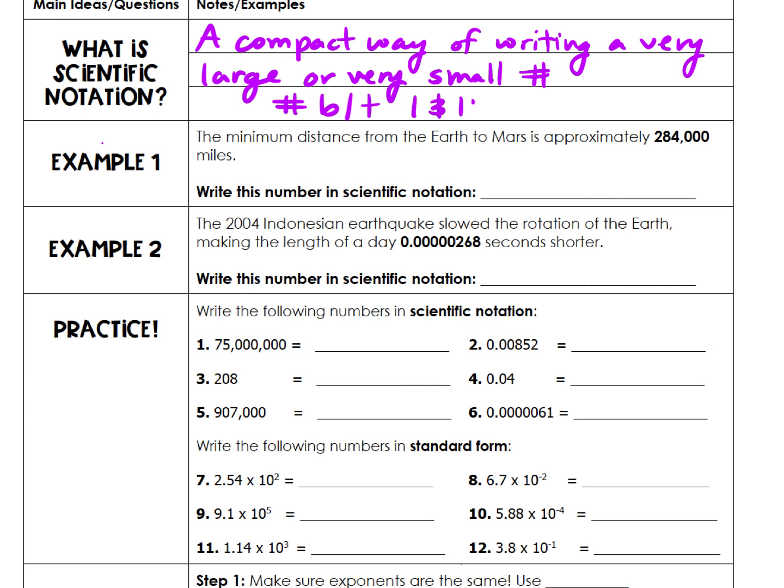A number between 1 and 10. That does not include 10. Okay, so less than 10, greater than 1. It could be 1.0, I guess. So a number that's less than 10 is the best way for you maybe to think about it. And then it will always be times 10 to some power. Okay, so we're trying to find a number between 1 and 10 to start with.